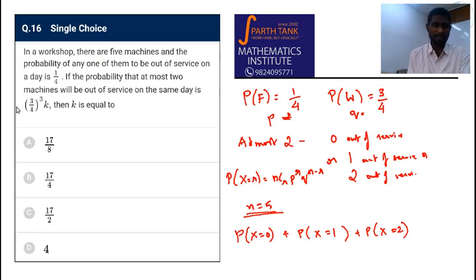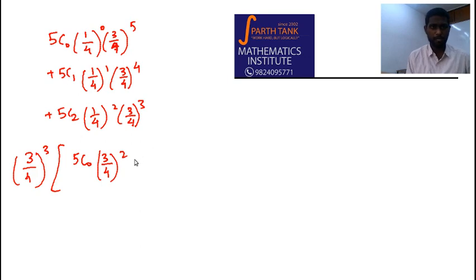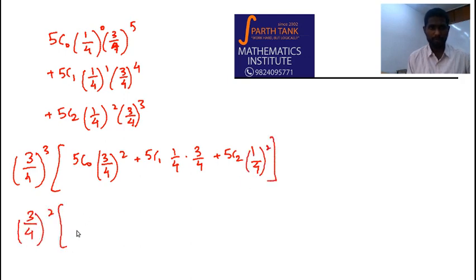Now they have said that the final answer is 3 by 4 raised to 3 into K. So from these 3 terms, separate 3 by 4 raised to 3, and whatever remains is K. That is 5C0, 3 by 4 square, because this is 1 anyway. 5C1, 1 by 4 into 3 by 4, and then 5C2, 1 by 4 square. So this is 3 by 4 the whole cube. 5C0 is 1, so this is 9 by 16 plus 5C1 is 5 into 3 by 16, and 5C2 is 10 into 1 by 16.